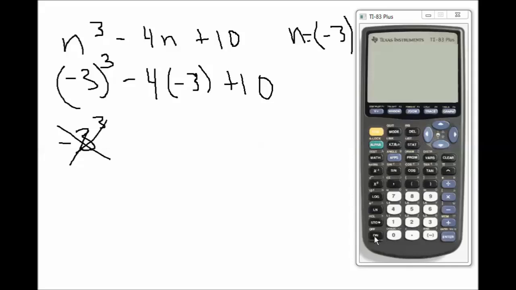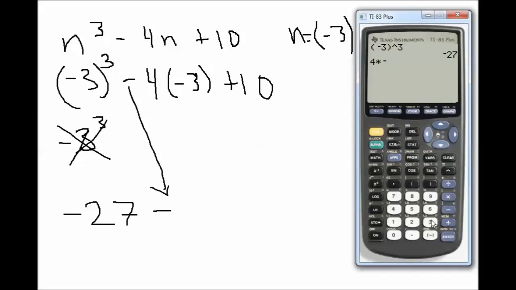This is something you should be pretty good at by now, but we'll go ahead and do it. (-3) to the 3rd power. What that means is -3 times -3 times -3, or we can just do it here. -3 caret 3, -27, minus, because there's a minus sign here, 4 times -3, which is -12, plus 10.